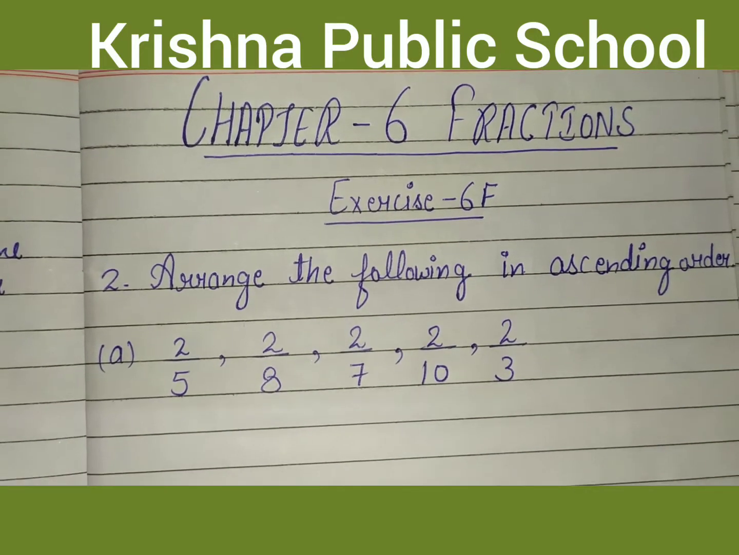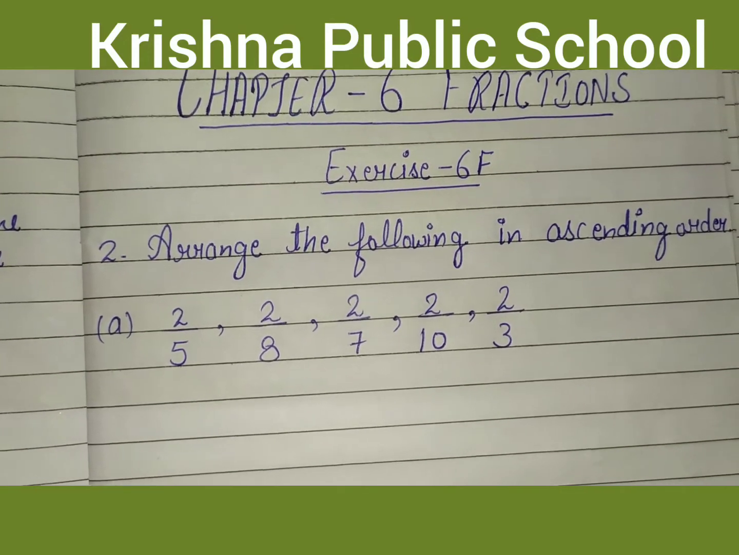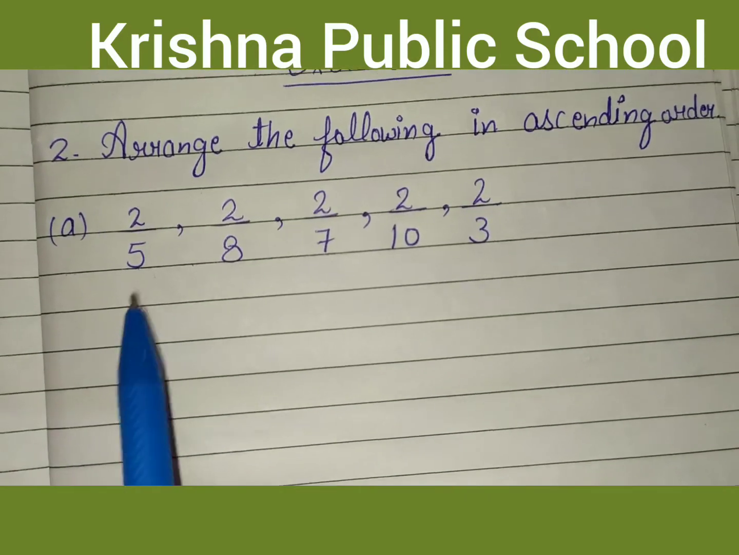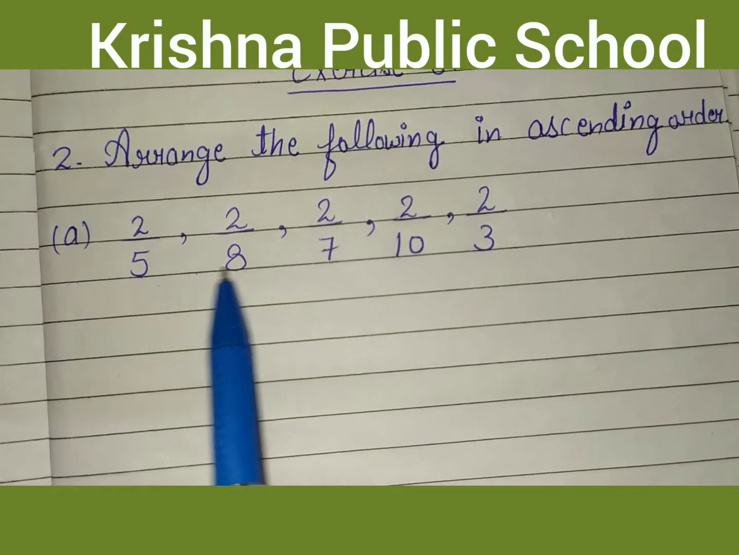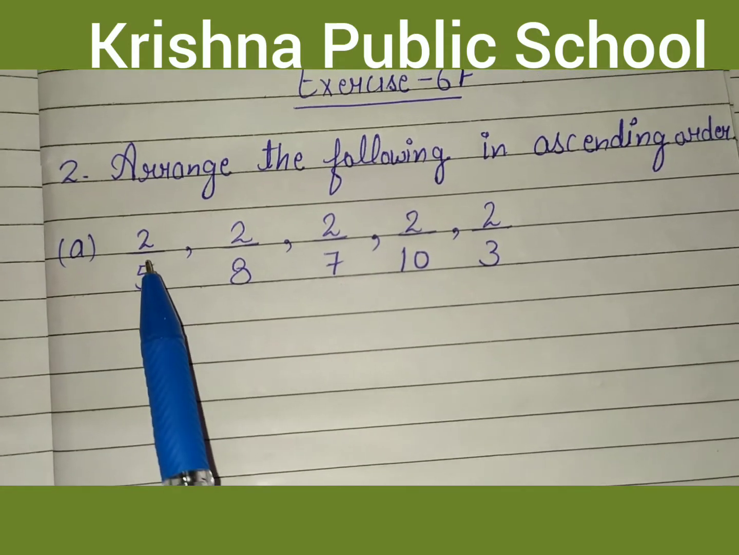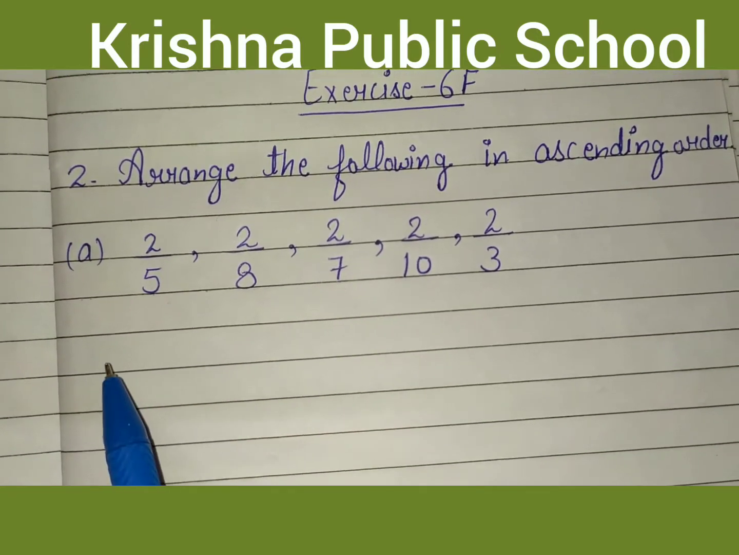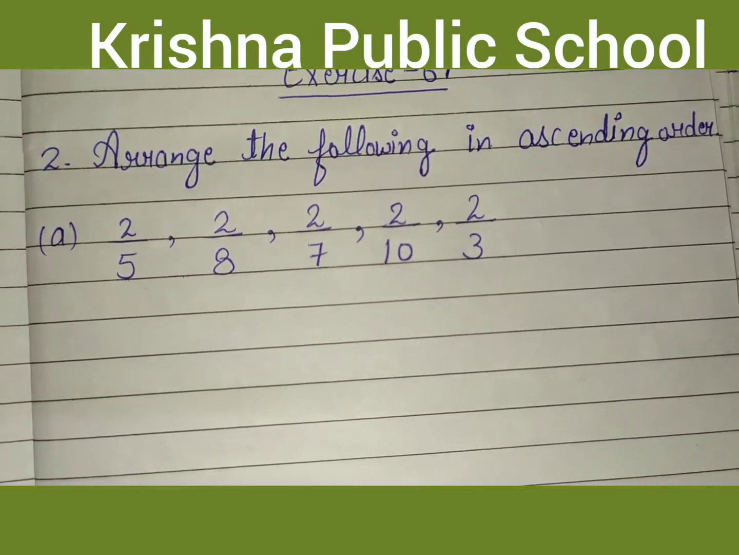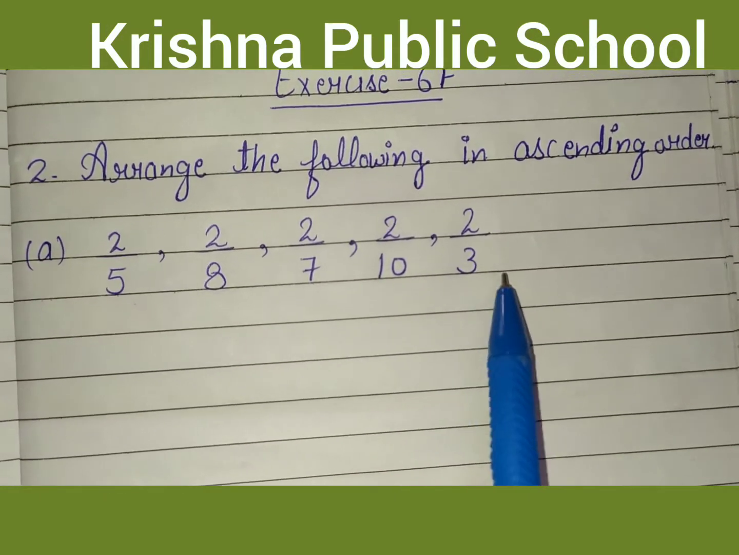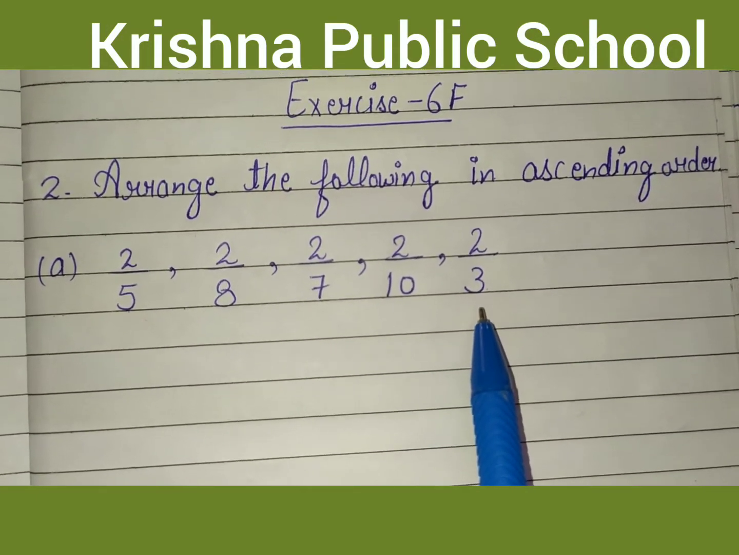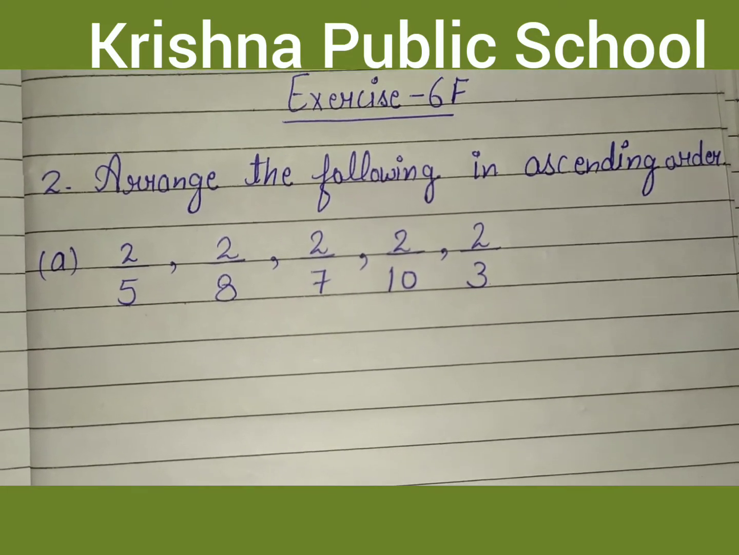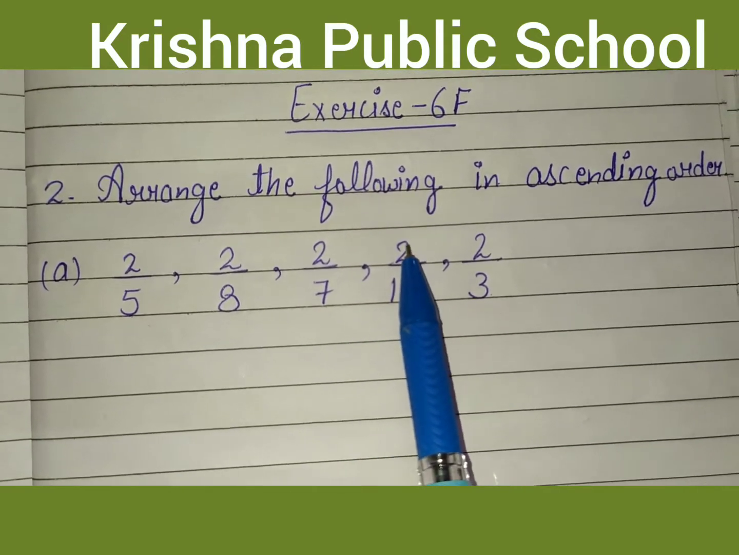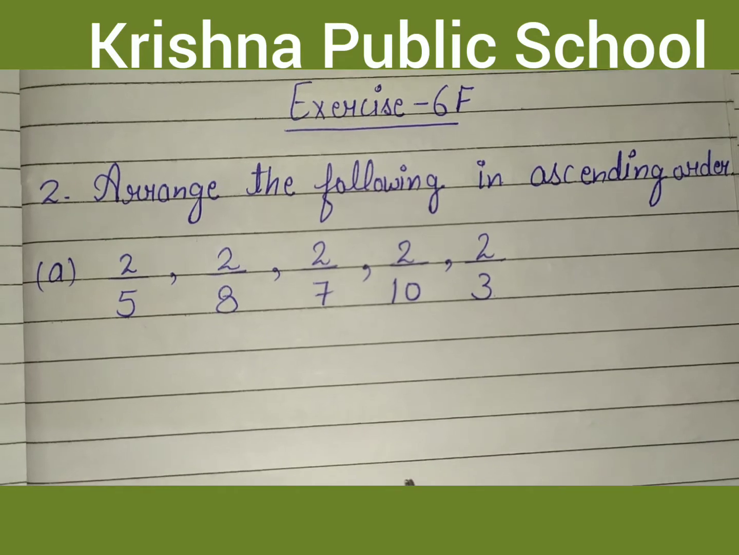Next question 2. Arrange the following in ascending order. 2 upon 5, 2 upon 8, 2 upon 7, 2 upon 10, 2 upon 3. Children, 2 is the numerator, 5, 8, 7, 10, 3 are the denominators. The numerator is the same. Find out the smaller denominator. The smaller denominator is 3. The fraction 2 upon 3 is the greater fraction. And find out the greatest denominator. 10 is the greatest denominator. That is why the fraction 2 upon 10 is the smaller fraction.